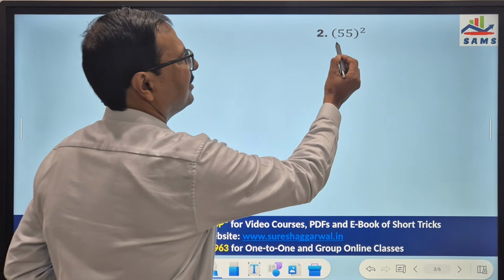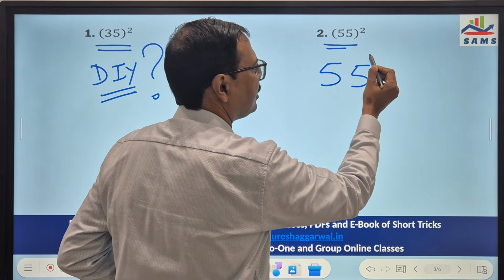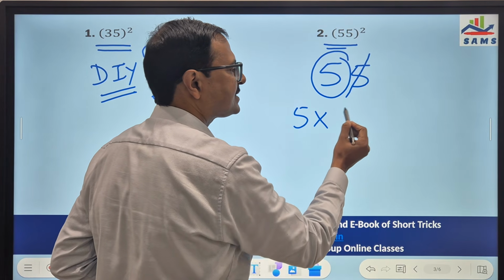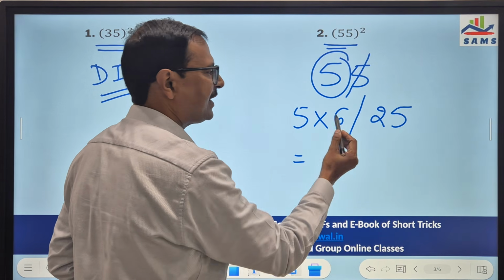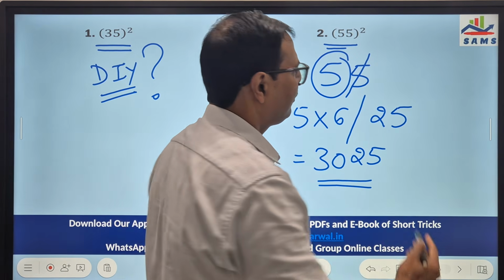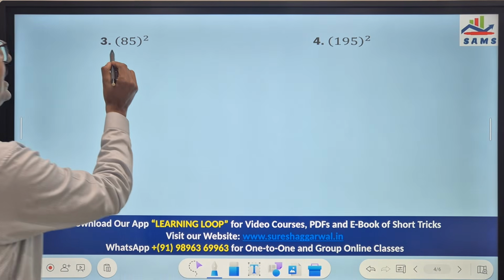How about this? Apart from the 5 here, we have 55, right? Leave this 5. Apart from that, you have a 5, multiply it by its consecutive number and then suffix 25 to the result. So 6 5s are 30, then suffix 25, and you have the answer. 55 square is 3025. Likewise, 85 square.